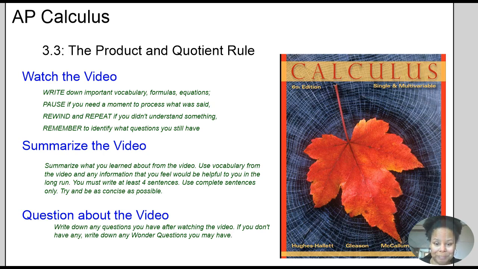All right, let's begin. The product and the quotient rule. We've been looking at ways to find the derivative of the sum of two functions and the difference of two functions, as well as a scalar multiple of a function. But today we're going to learn how to find the derivative of two functions that are the results of multiplying each other or dividing each other. Okay, so let's begin.